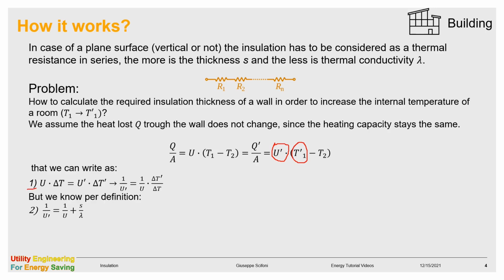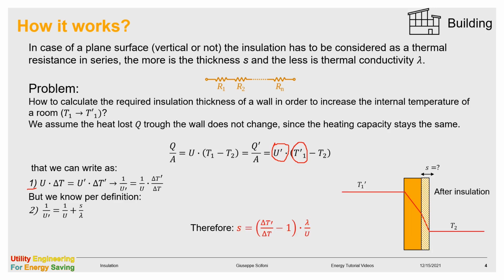And since the inverse of the new U is the inverse of the old U plus S over lambda, where S is the thickness of the new insulation layer, as written at point 2, we can combine 1 plus 2, obtaining the final formula in red for the thickness of the insulation layer.